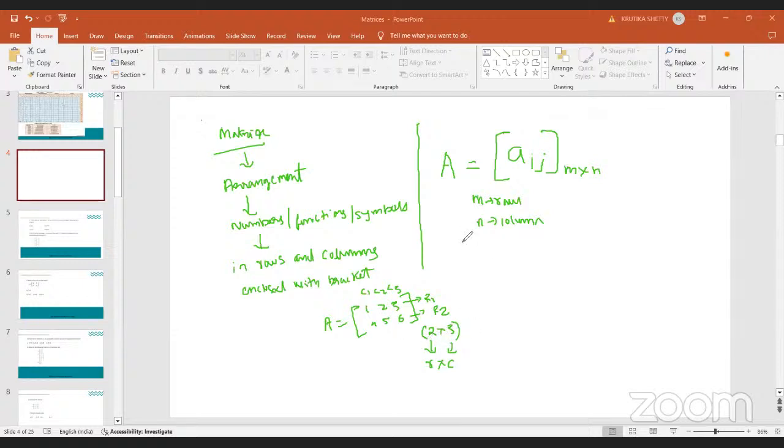A question may be asked in MCQ type: the number of elements of a matrix. The number of elements of a matrix will always be the product of the number of rows and the number of columns, so m into n, mn. In this example, you can see two rows and three columns, so 2 into 3 is equal to 6. Altogether there are 6 elements here.